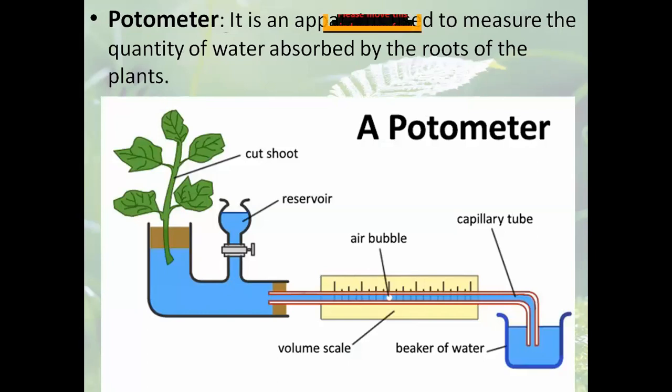What is a photometer? A photometer is an apparatus or an instrument used to measure the quantity of water absorbed by the plants, and to be more specific, by the roots of the plant. So this is the photometer. It's an apparatus used to measure the amount of water absorbed by the roots of the plant. You only have to know the function of the photometer, and we don't have to know the mechanism, how it works.